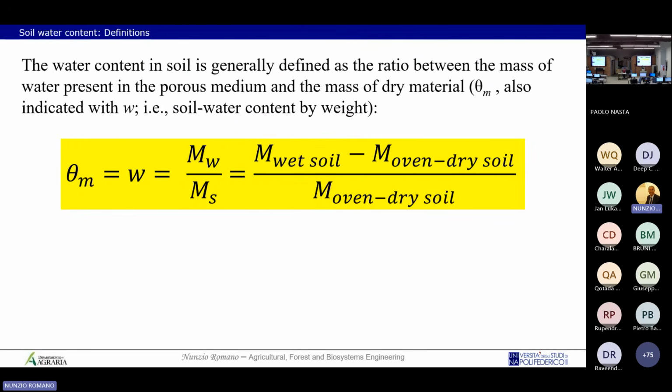First of all, we have the gravimetric water content. That usually has the Greek symbol theta m or w, and is the ratio between the mass of water over the mass of the solid, only solid. So this means that at the numerator we have the mass of the wet soil minus the mass of the oven dry soil, over the oven dry soil.